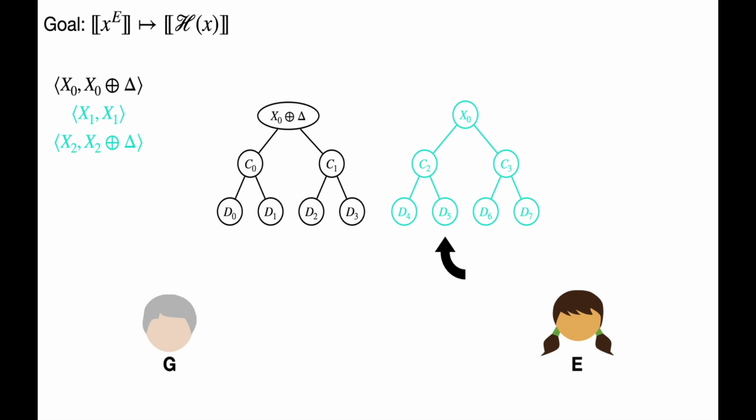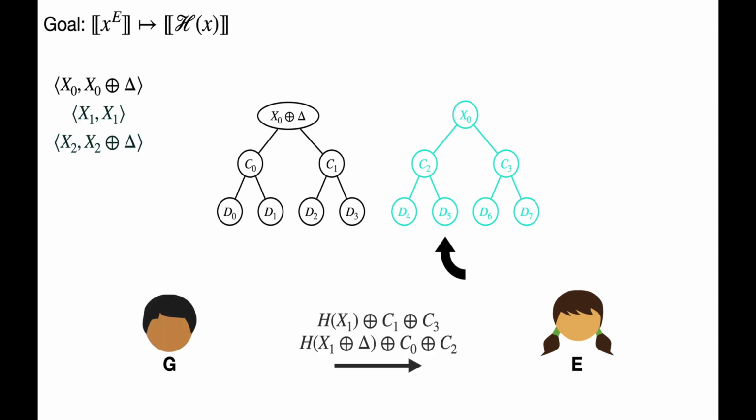To do so, G will send E information. To start, G sends two strings. First, he sends the sum of all odd labels on the second level of the tree encrypted by x1.